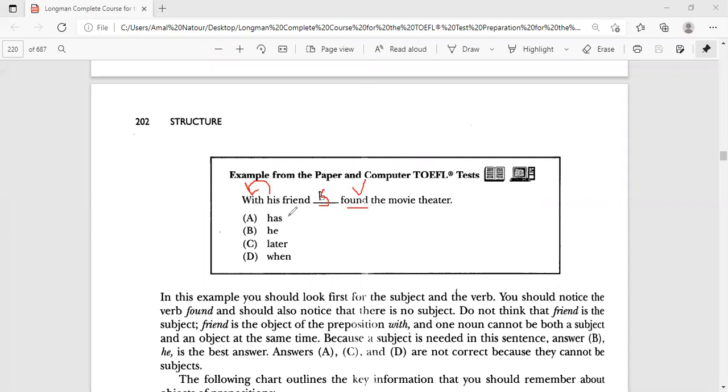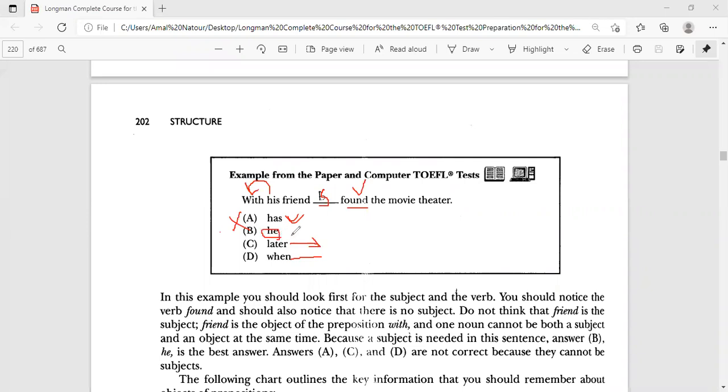Has is a verb, so it is not correct to have. When is not the correct word, because it is not a question; it is used as a linking word or in WH questions, and this is not a WH question. Later is not the correct word. Here I need a subject, a doer. He is the correct answer.